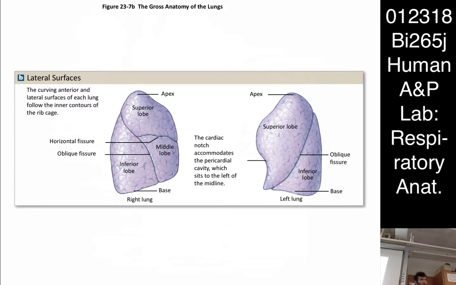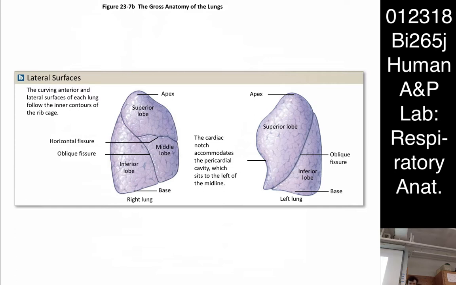Just looking at the lungs in the gross anatomy, we can see the different lobes of the lung. The right and the left lung have different numbers of lobes. There's 3 on the right and 2 on the left. How do you remember that? I don't know. Maybe the world is biased towards right-handed people, so maybe they get the extra lobe. That's the way to think of it.